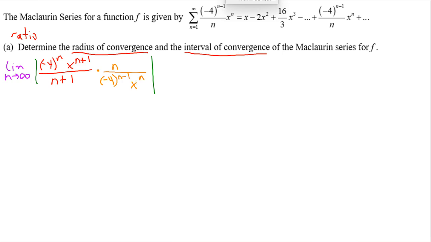So when you simplify, notice x to the n plus 1 and x to the n have the same base, so you'd subtract the exponents. n plus 1 minus n would just give you 1, so it's just x to the first. And these have the same base, so you'd subtract the exponents. So if you go n minus n minus 1, notice the n's cancel out, and this becomes plus 1. So it just becomes -4 to the 1.